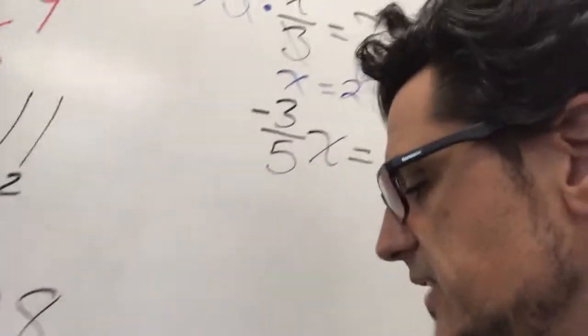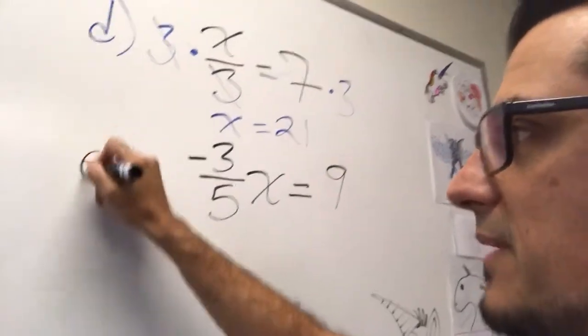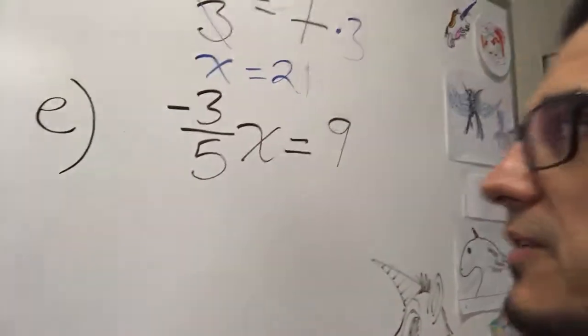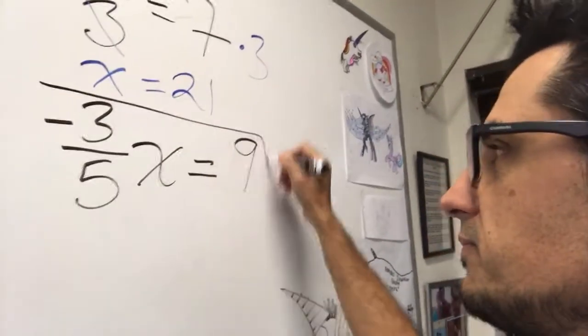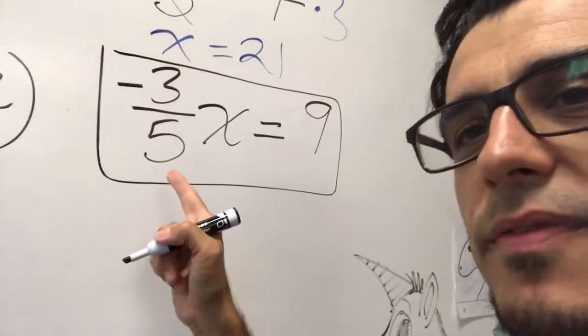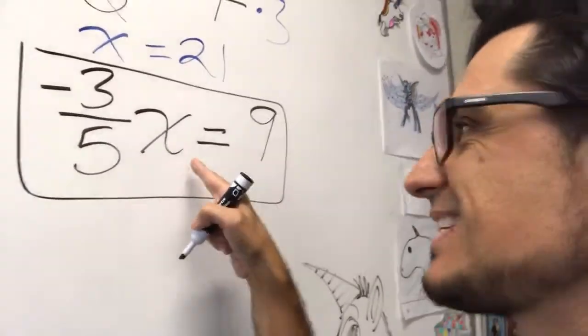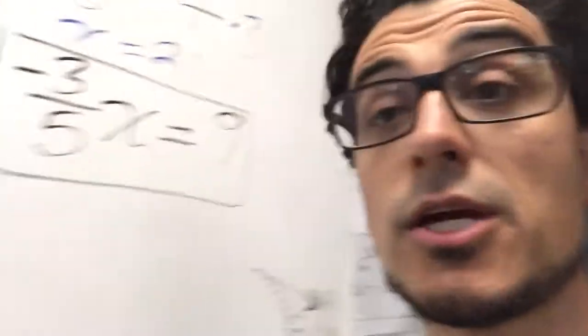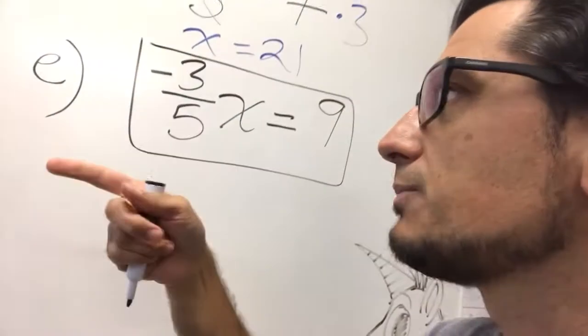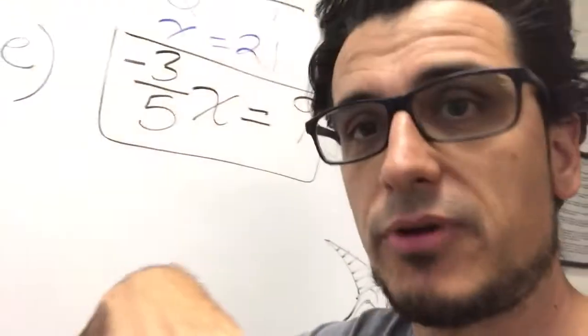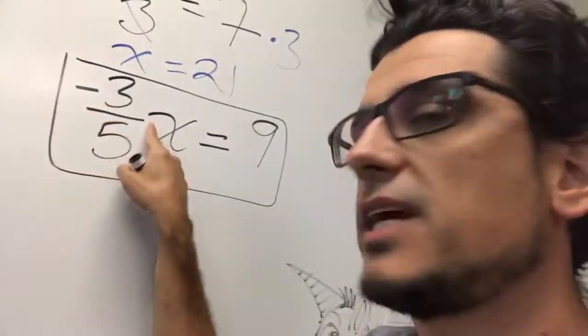So one of the things I'm going to do is move that E over here to give us a little more space. Now in this problem, I've got negative 3/5 multiplying times x is equal to a positive 9. So what we've been doing in the past in these previous examples is that I do the inverse operation. So what is the opposite of multiplication?